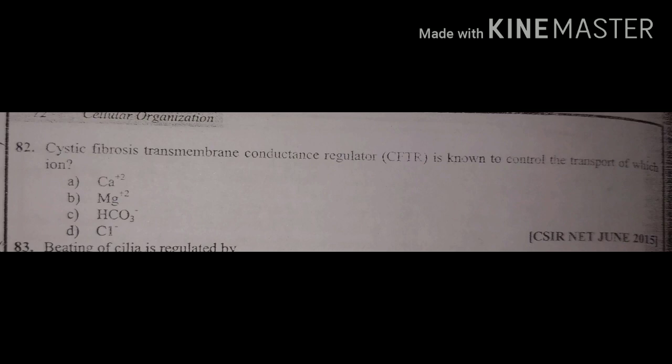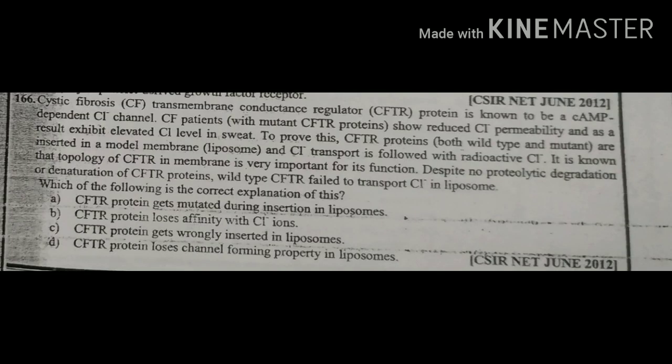So in this question it's given that the cystic fibrosis transmembrane conductance regulator is known to control the transport of which ion. This is a straightforward question and the answer is D, the chloride ion. So it's a question from CSIR NET June 2012.